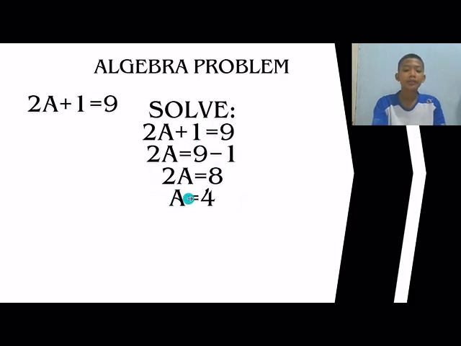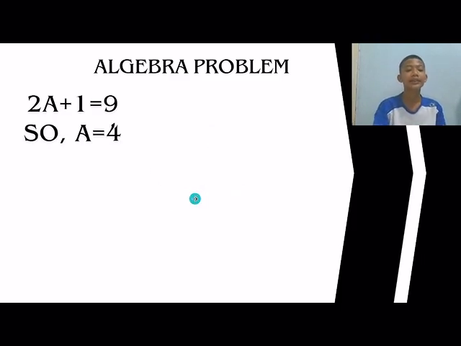And then why is the result 4? Because the A before the solving is 2A. So we divide the 8 by 2 and then we get the result. So A is equal to 4.